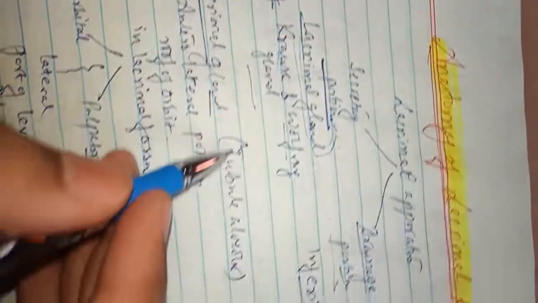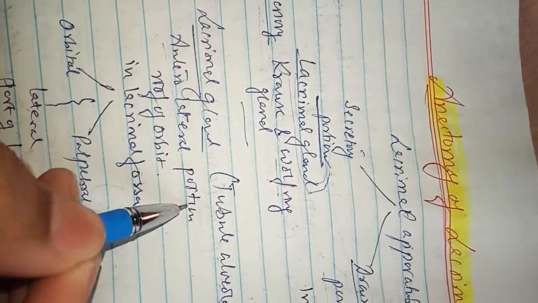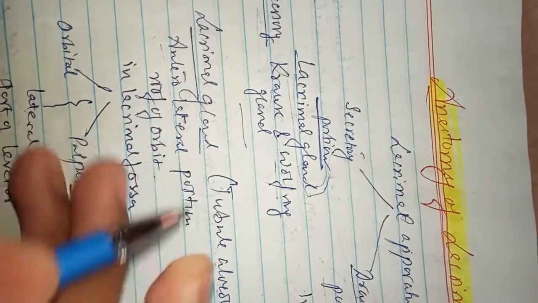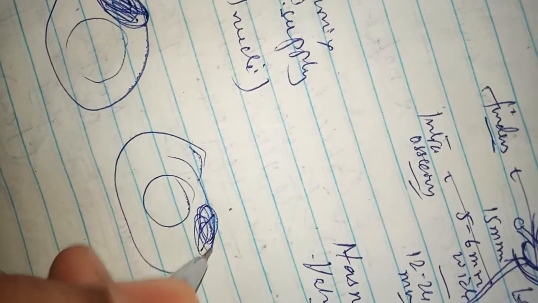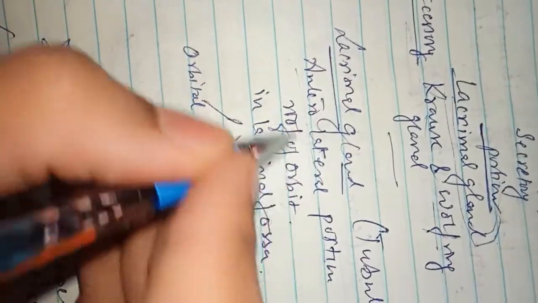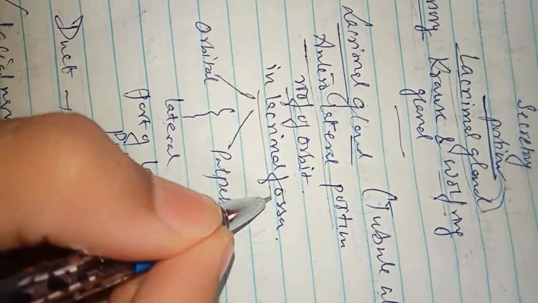The lacrimal gland is a tubular alveolar gland, present in the anterolateral position of the roof of the orbit. So if this is the orbit and here the eyeball is located, it is in the anterolateral part of the orbit. Here the lacrimal gland is present, in the anterolateral portion of the roof of the orbit in a lacrimal fossa.